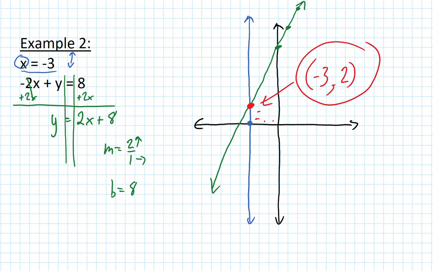Okay, so the worksheet, the front of it, I think everything is already in slope-intercept form. It should be pretty straightforward. The reverse side, the back, has more problems that are not in slope-intercept form, like the second one here. So do your best, and we'll talk about it tomorrow. Thank you.